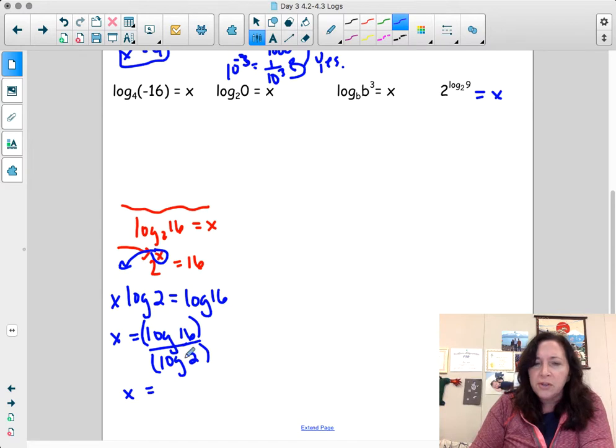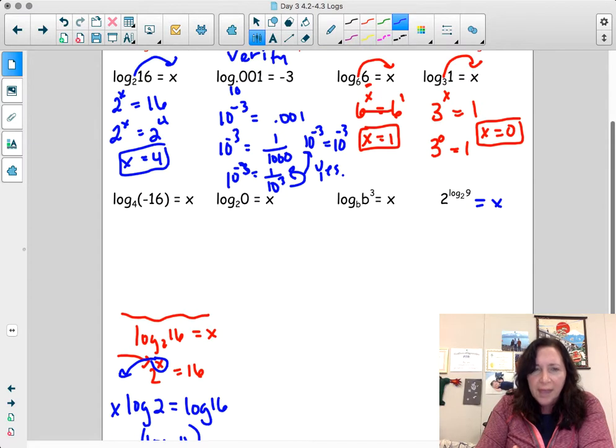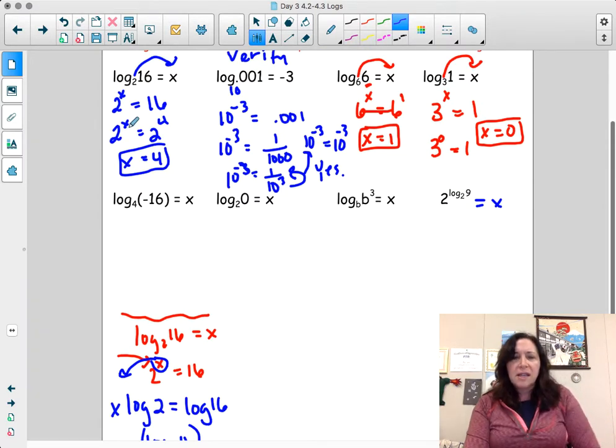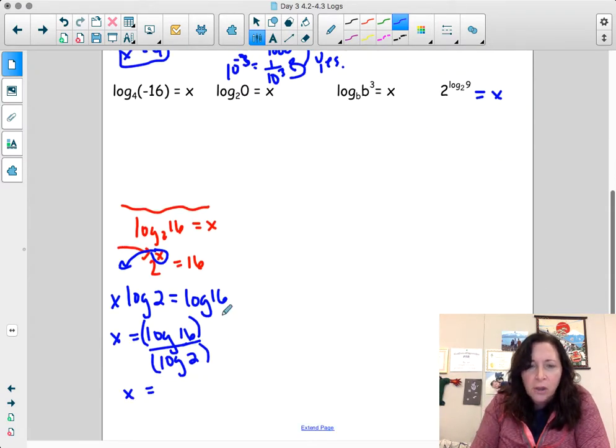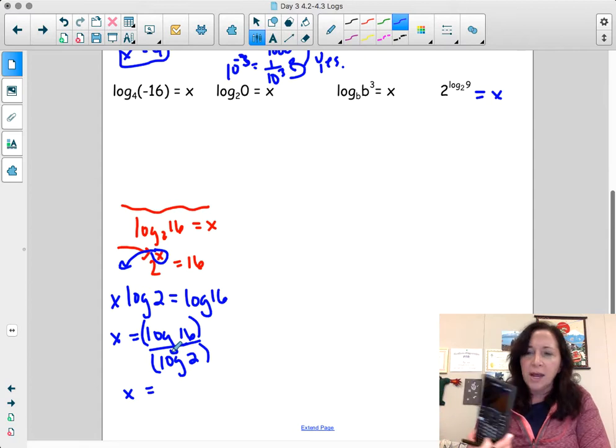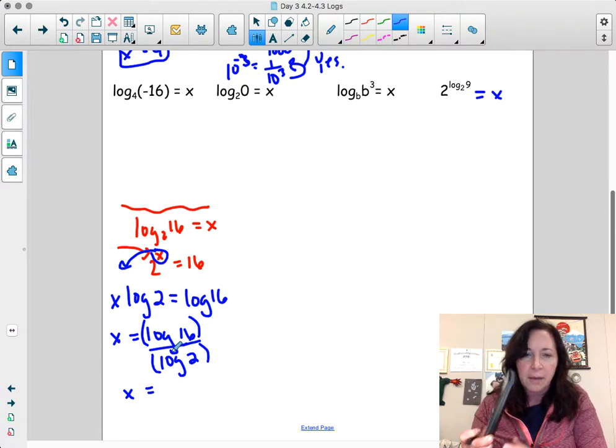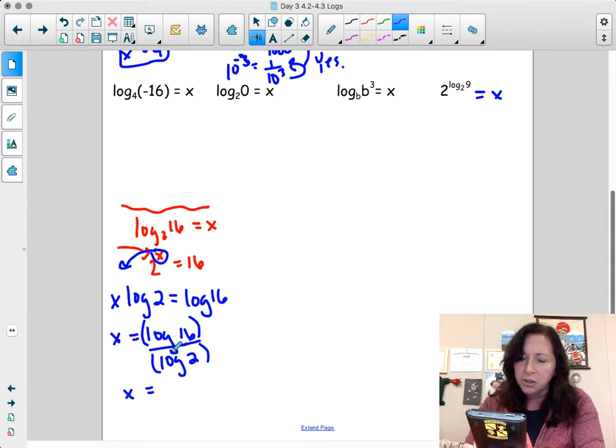So what you would do, this is what becomes a calculator problem. Remember, of course, you can solve it like we did up here. If you can get the same bases, then of course you can solve it. But I'm just showing you an alternate way. And so you would actually pick up your calculator, okay, and you would type in log 16 divided by log 2.